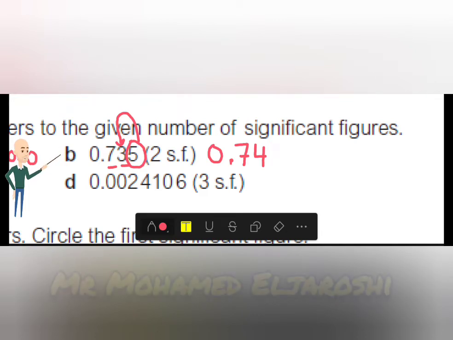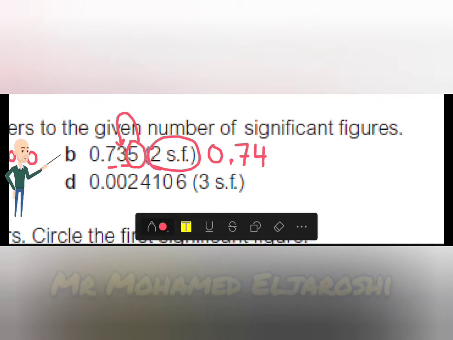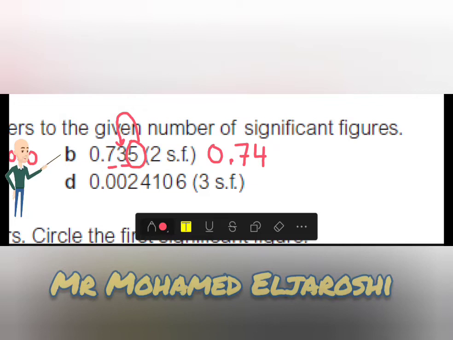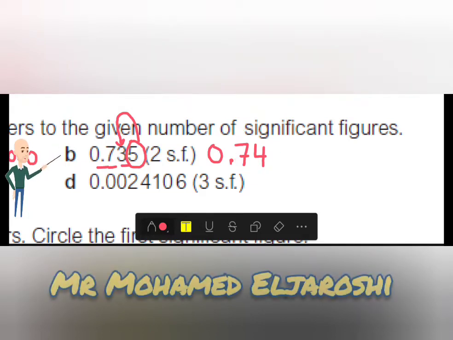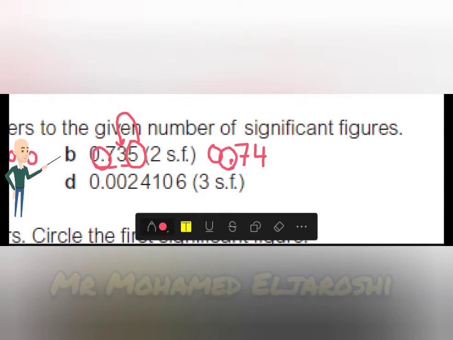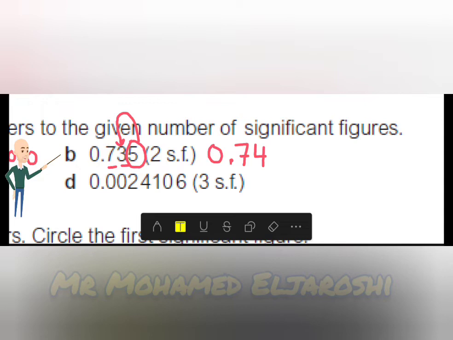Now, I want you to understand that if they ask for two significant figures, it means they want to see two numbers in the answer. And if you have a decimal point, you have to write it. Don't remove decimal points. You have to write them as they are.